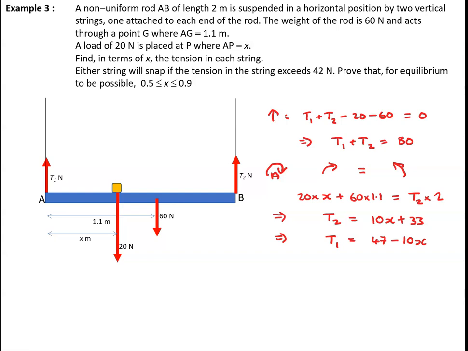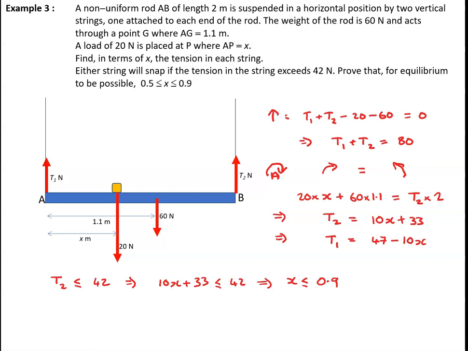Now we know that the tension in either string must not exceed 42 newtons. So the fact that T2 must be less than or equal to 42 tells me that 10x plus 33 must be less than or equal to 42. So 10x must be less than or equal to 9, so x must be less than or equal to 0.9.